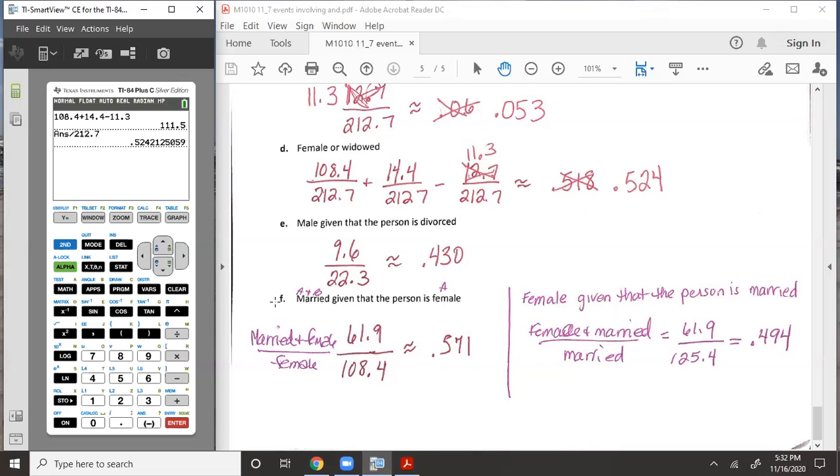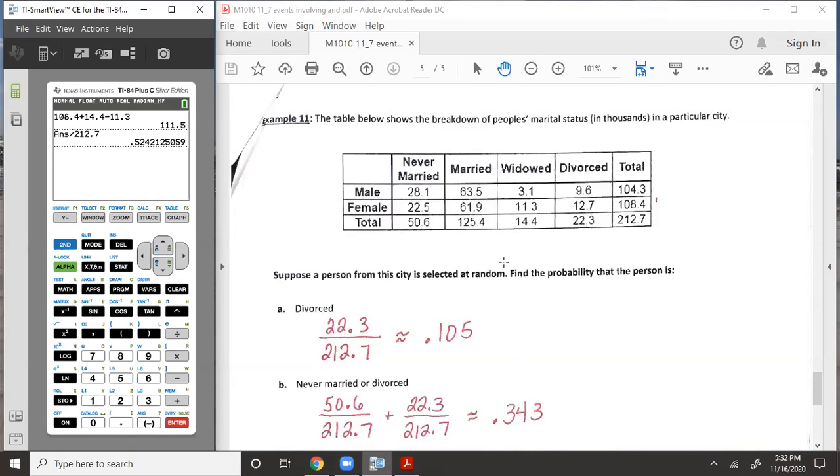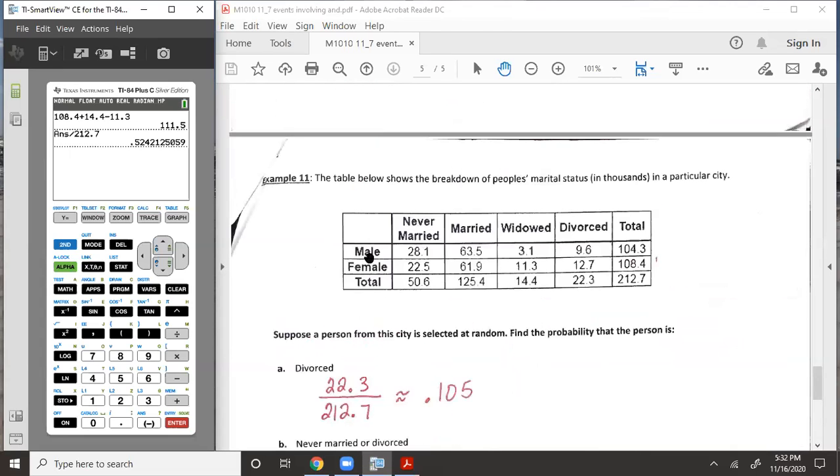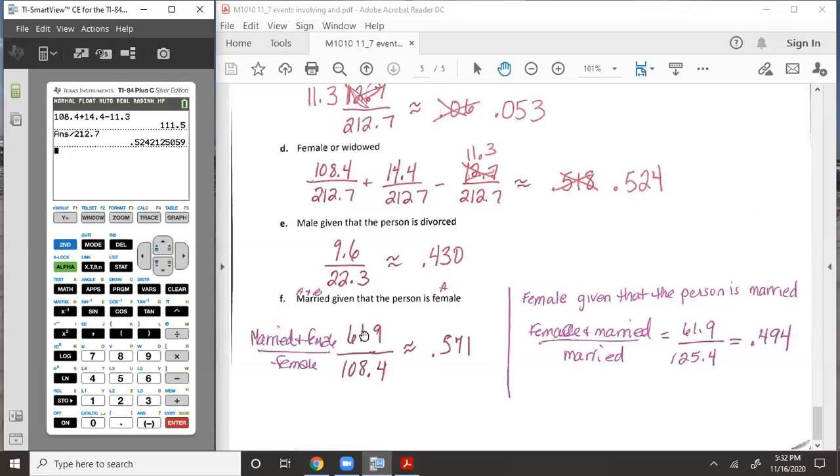Then our last problem, part F, find the probability that a person is married given that the person is a female. The number of females is 108.4, and the probability that that person is married given they are female is, so we look at the married females, and that is 61.9 divided by this 108.4. And that reduces to 0.571.